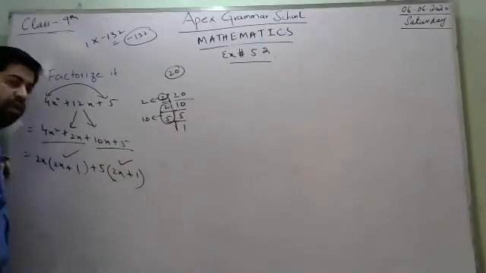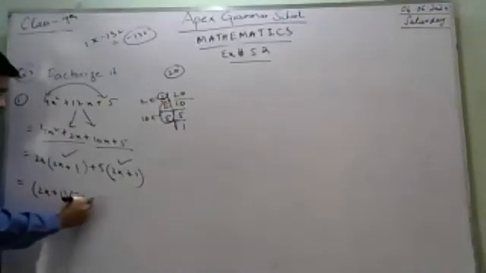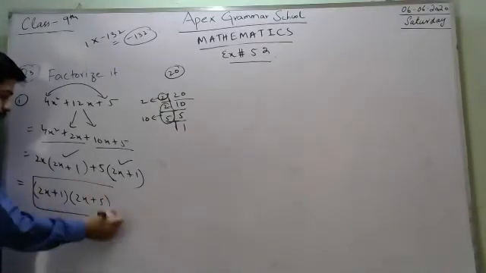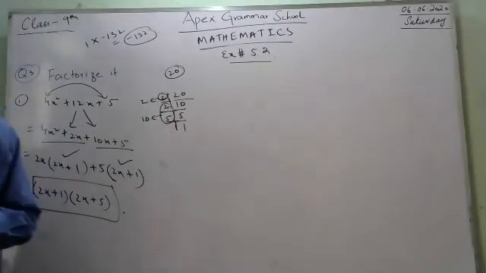This is 2x plus 1 and this is also 2x plus 1. The same thing is going to repeat again and again: 2x plus 1 one time and then 2x plus 1. And that's it. After that, part 2.